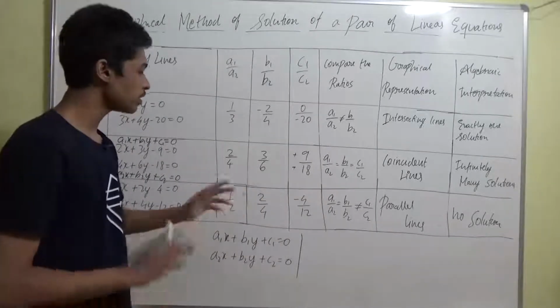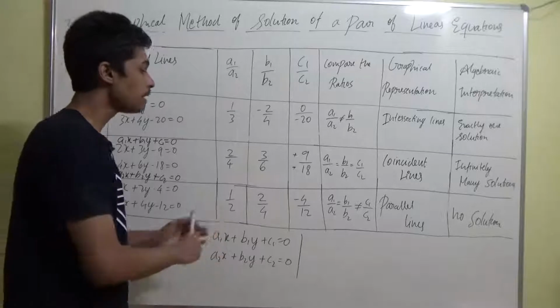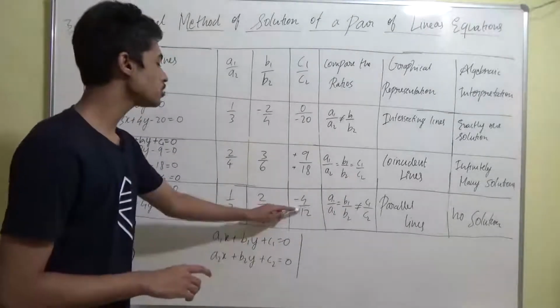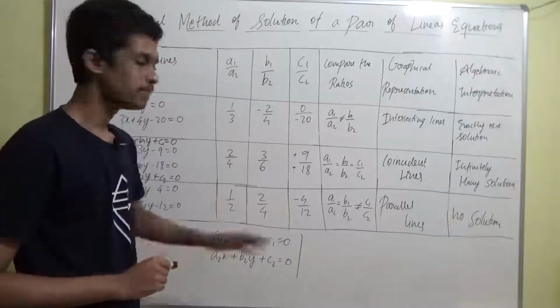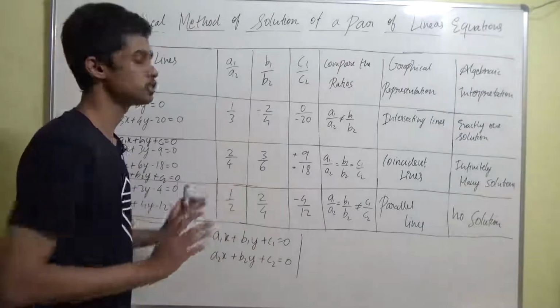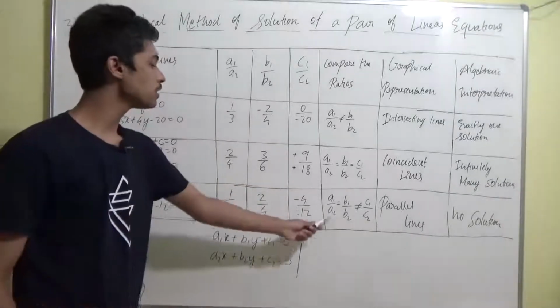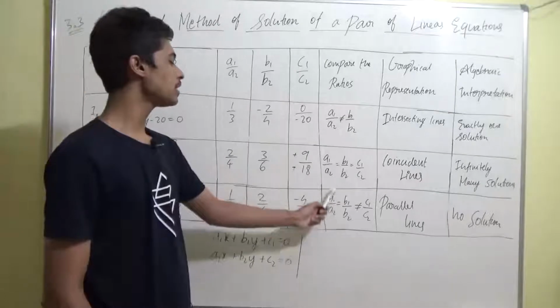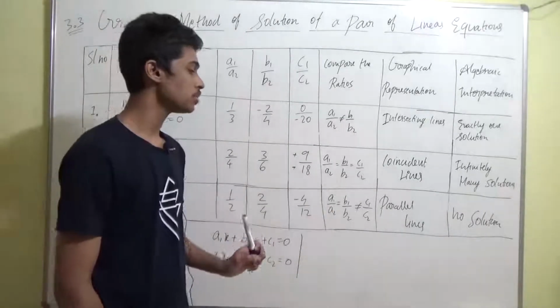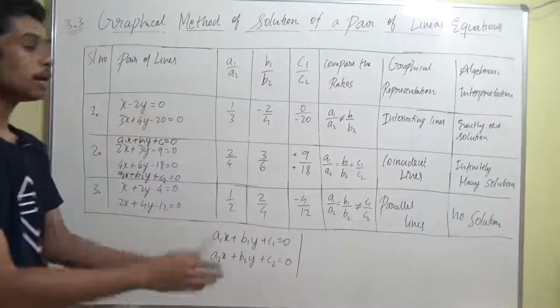Okay, this ratio is equal to this ratio, no problem in that. But when it comes to c1 by c2, it is not equal to the other ratios. This ratio is not equal to the other two ratios. That is, the constant terms ratio is not equal to the coefficient of variable terms ratio. Getting it? So here comparing the ratios, a1 by a2 is equal to b1 by b2, but it's not equal to c1 by c2, which means it is going to have parallel lines.